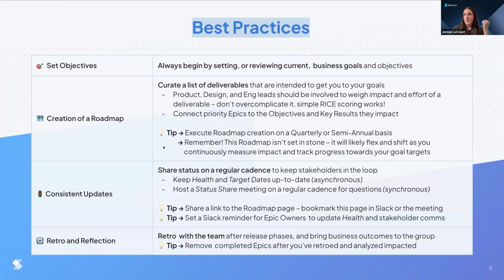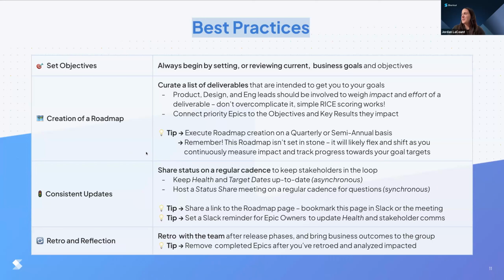Creation of your roadmap. Start curating your list of deliverables to get you to your goals. Product, design, and eng should be involved to weigh impact and effort of a deliverable, but don't overcomplicate it. Price scoring is fine. Connect priority epics or pieces of work to your goals, to your objectives, and your key results that they impact.